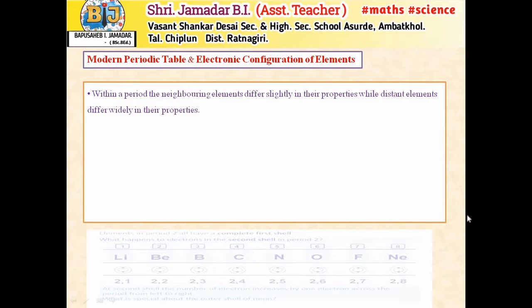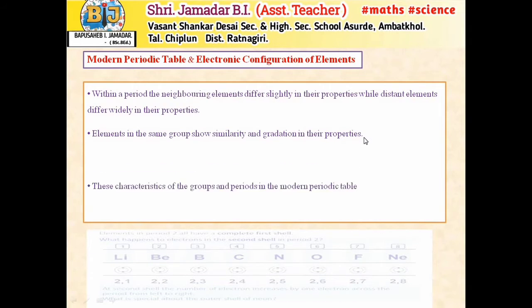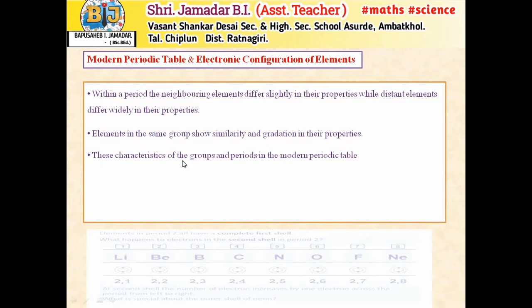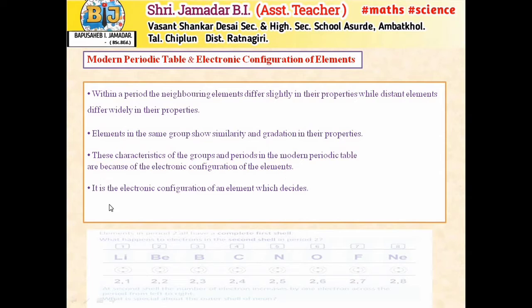Modern periodic table and electronic configuration of elements. Within a period, the neighboring elements differ slightly in their properties, while distant elements differ widely in their properties. Elements in the same group show similarity and gradation in their properties. These characteristics of the groups and periods in the modern periodic table are because of the electronic configuration of the elements. It is the electronic configuration of an element which decides the group and the period in which it is to be placed.